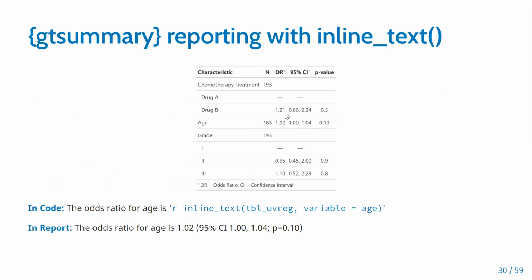Here's our univariate regression table that we just made. And you can see here age has an odds ratio of 1.02, confidence interval 1 to 1.04, and the p-value is 0.10.